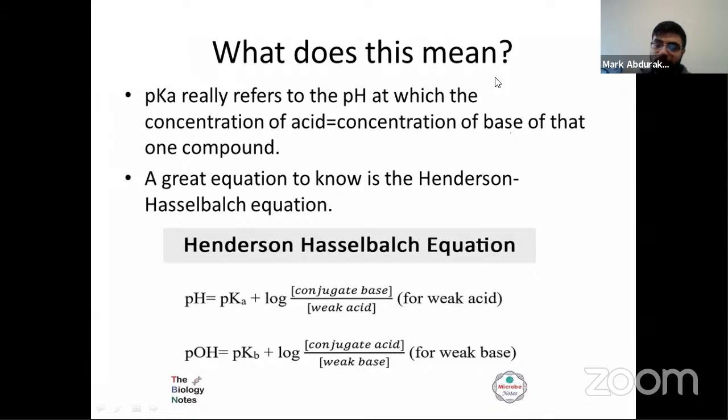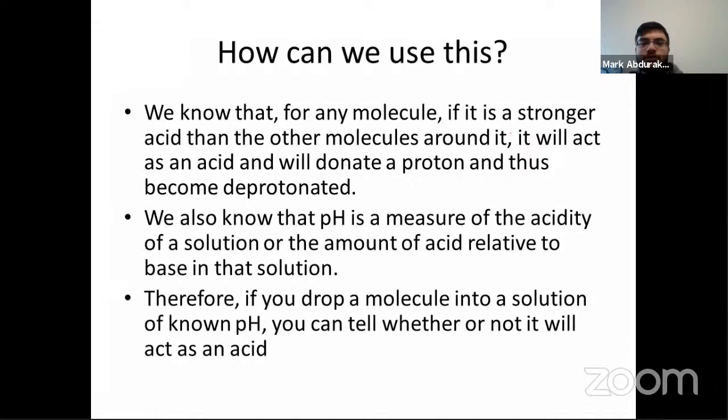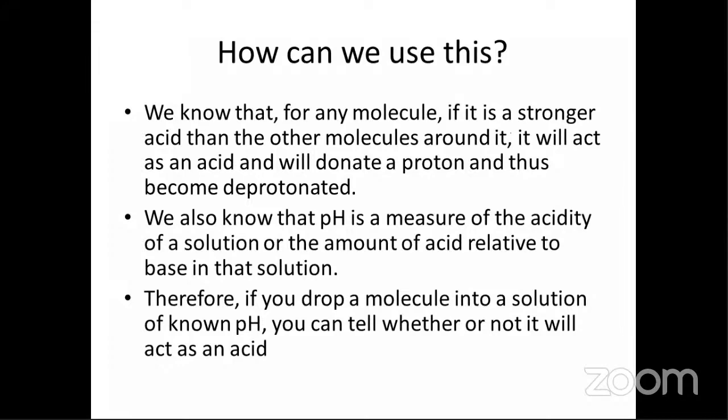Okay. So how do we use this Henderson-Hasselbalch equation, this knowledge, right? We know that for any molecule, if it is a stronger acid than the other molecules around it, it'll act as an acid and it'll donate a proton, and it itself will become deprotonated because it donates a proton. We also know that pH is a measure of the acidity of the solution, or the amount of acid relative to base, in a way. If you drop a molecule into a solution of known pH, you can tell whether or not it will act as an acid, okay?